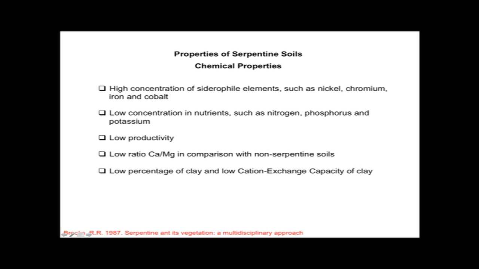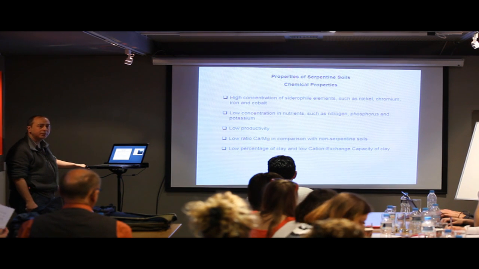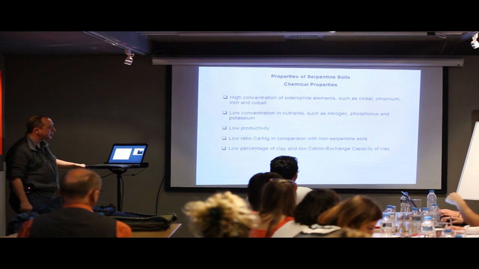A fourth characteristic is the low ratio of calcium to magnesium, which is very low in comparison with non-serpentine soils. Finally, the fifth characteristic is the low percentage of clay and the low cation exchange capacity of clay.